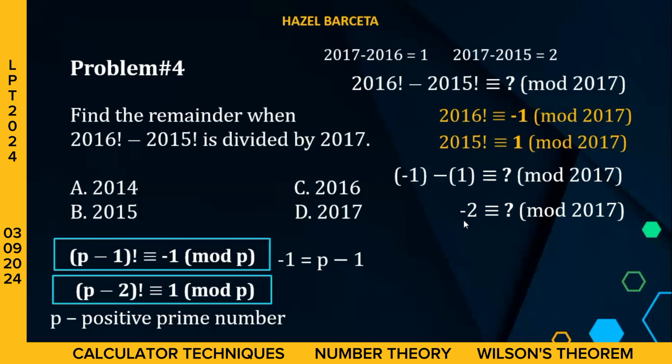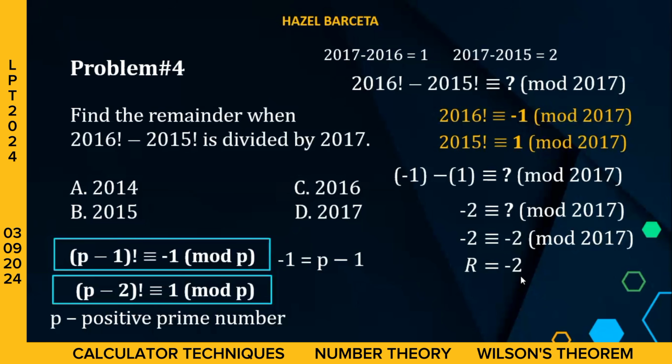Then, familiar na po ba? We have negative 2 as our dividend and 2017 as our divisor. Hence, remainder po natin ay kapareho po ng ating divisor dahil mas maliit po siya dito. And negative 2 is congruent to negative 2 mod 2017. Hence, our remainder is equal to negative 2. But same case with problem number 1, wala po siya sa ating options.